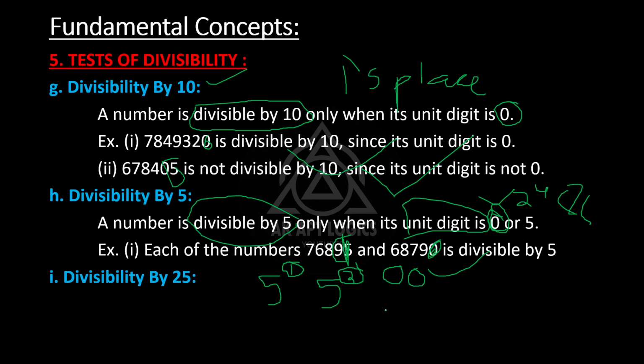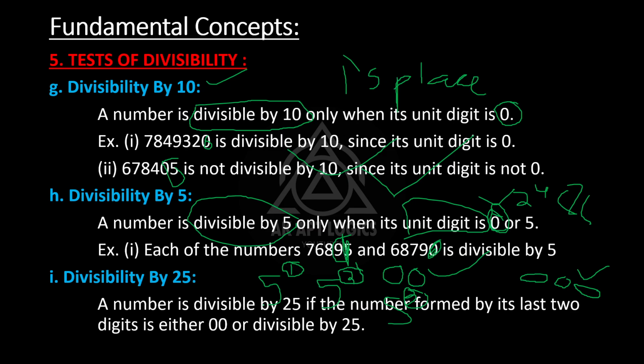Similarly 125, for 125 we can write it as 5 cube. 5 cube means it is going to be represented with power 3, right? So we have to take the last three digits of a given number. If the last three digits of a given number are divisible by 125, then the given number is divisible by 125. If the last three digits are 0, then you can simply say that the given number is divisible by 125 without doing any division.